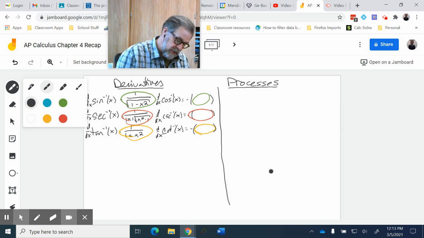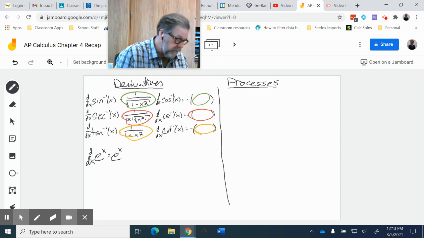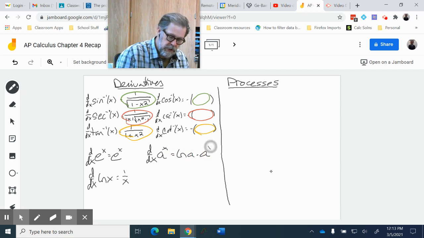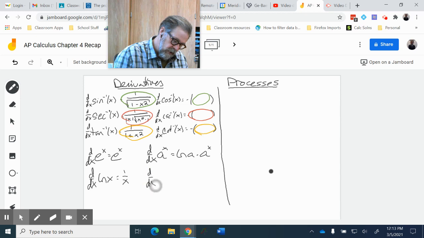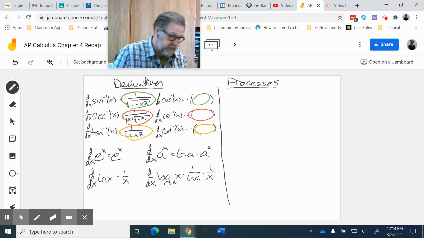4 more derivatives. The derivative of e to the power of x is in fact itself. The derivative of natural log of x is 1 over x. And then we can generalize these as the derivative of some other number to the x is the natural log of that number times itself. And the derivative of log base a of x is 1 over the natural log of a times 1 over x. So there you go, 10 derivatives that we discovered throughout the course of Chapter 4.